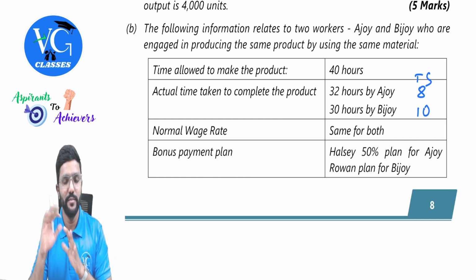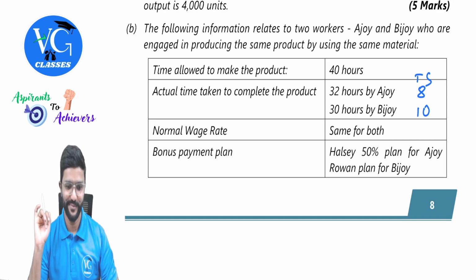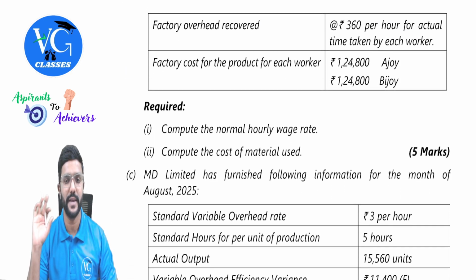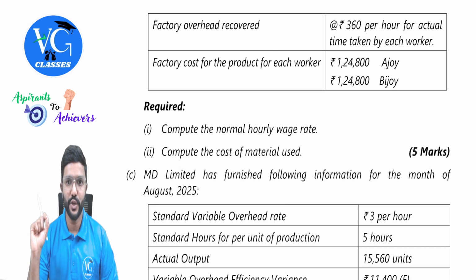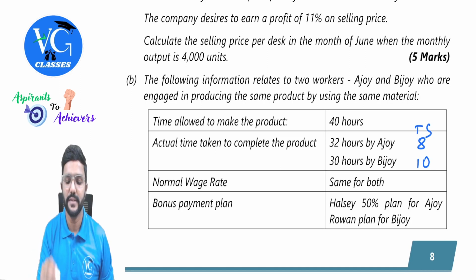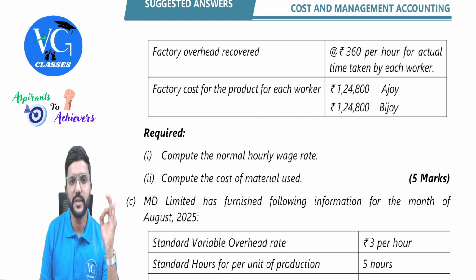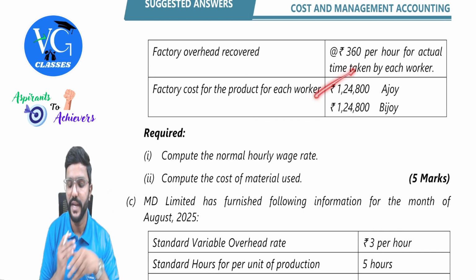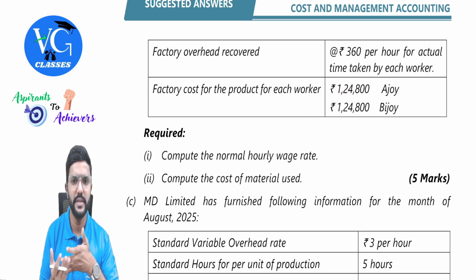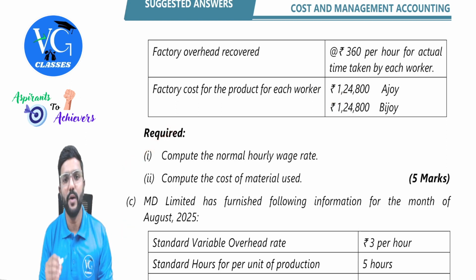Normal wage rate, same for both, but how much they are not given. Bonus payment plan, also 50% plan for Ajoy, whereas Rowan plan for Bijoy. That is only for bonus, whereas basic wages is same for both. Factory overhead recovered 360 rupees per hour for actual time taken by each worker. That means 360 into 32, 360 into 30, guys. The actual time taken is given here, no? That is factory overhead. Next, factory cost for the product for each worker, 1,24,800 and 1,24,800. Same. Factory cost is same for both. Required: compute the normal hourly wage rate.